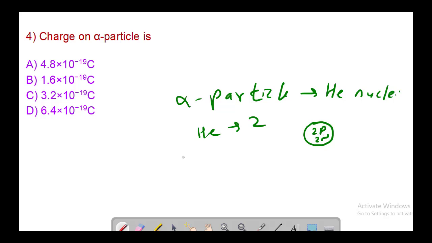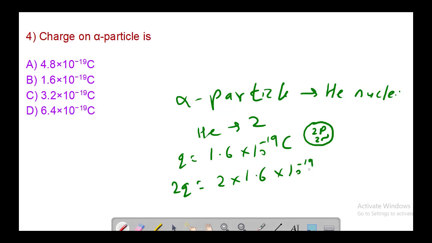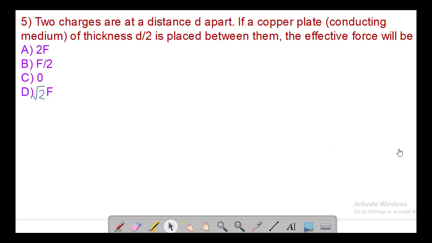So there are 2 positive charges, and the value of the charge is 1.6 into 10 raised to minus 19 coulomb, because there are 2 charges. So we have 2q, 2 multiplied by q, so 2 into 1.6 into 10 raised to minus 19, which comes out to be 3.2 into 10 raised to minus 19 coulomb. So C is the answer in this case. Next is question number 5.